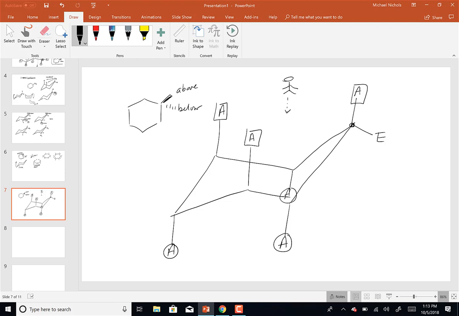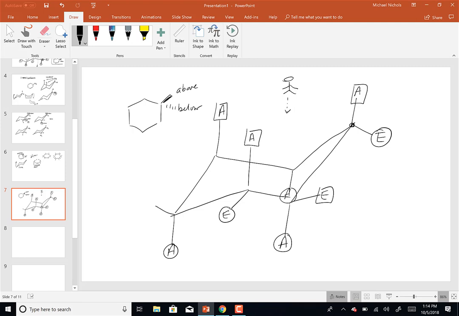So my question to you is, for this equatorial position, is it above or below the plane of the ring? Below. Below? Why? Because this position is axial up, and every carbon has to have one above and one below. So my suggestion is that if you're confused about whether the equatorial positions are above or below, look at the other position attached to that carbon, because it's an axial position, and it usually is pretty easy to tell if it is above or below, and that'll give you the opposite. So this one's below. Then this one over here is above. And then this one is below.